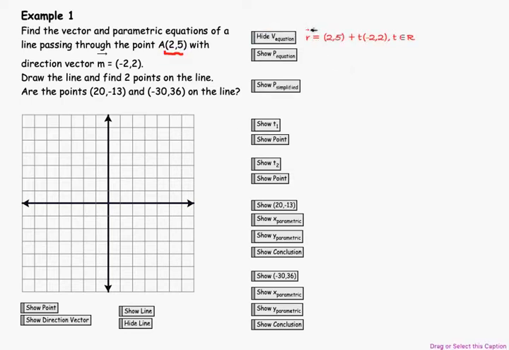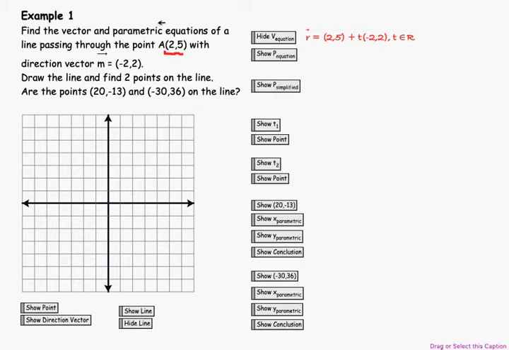R equals, don't forget to put R equals, and again, the symbol for a vector is like that, but there is no such symbol in Geometry Sketchpad. So what I'm doing right now is I'm just using the symbol for array to work my way around this. So there's the point vector 2, 5 plus t times the direction vector -2, 2, where t is any real number. So we've done the vector.